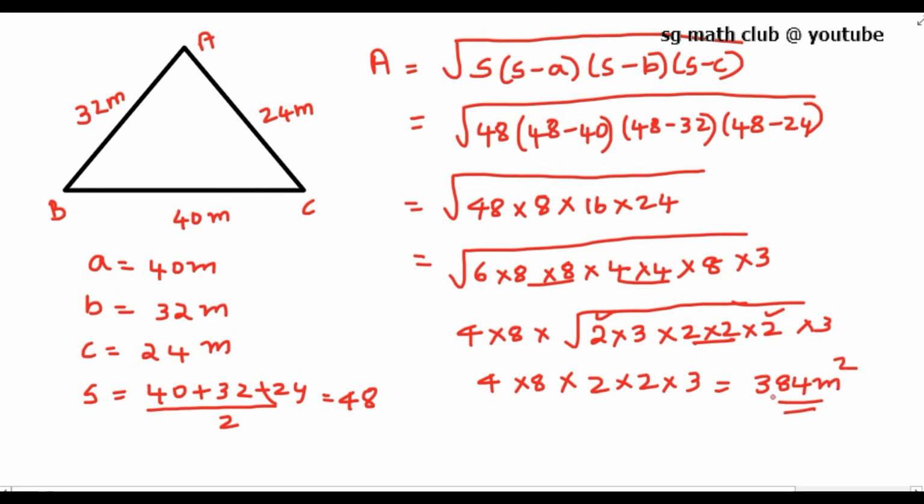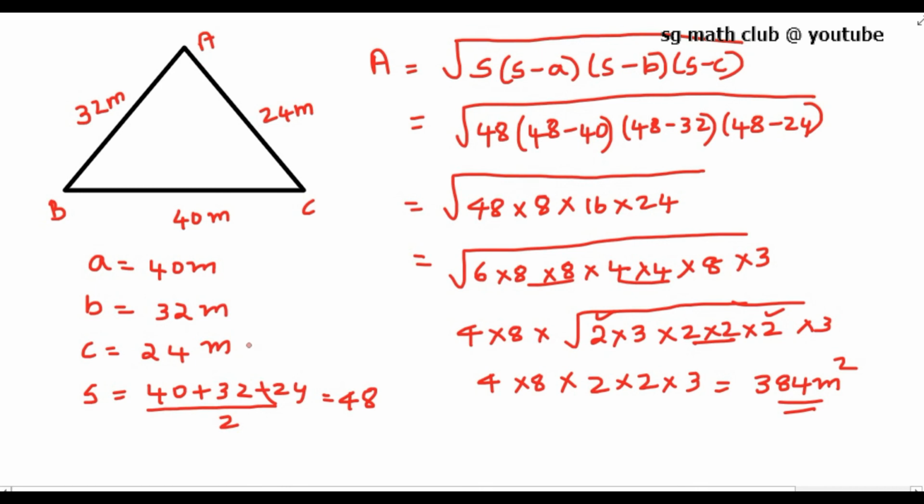So using Heron's formula, we can even find out the area of an equilateral triangle. We have used half base into height to find out the area of an equilateral triangle. We can use the same Heron's formula to find out the area of an equilateral triangle. For example, if the side of the equilateral triangle is 10 centimeter, A will be 10, then B will also be 10, C will be 10, and S will be 10 plus 10 plus 10 divided by 2. So 30 divided by 2, 15.